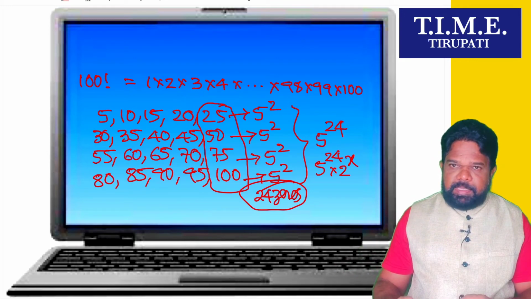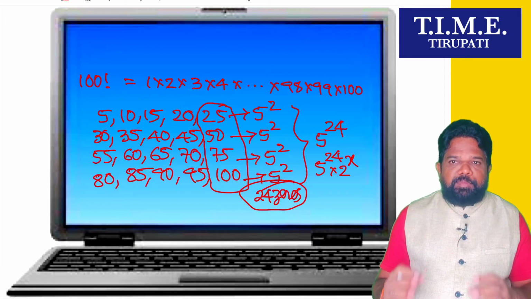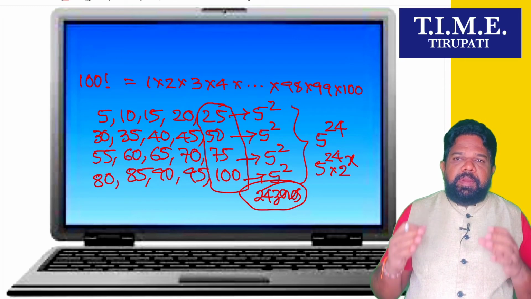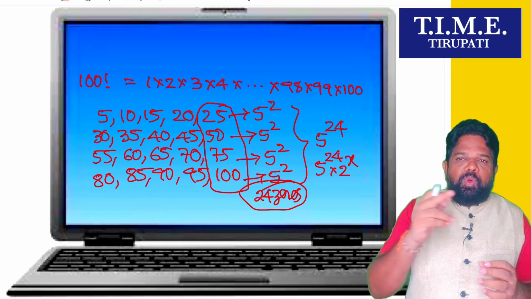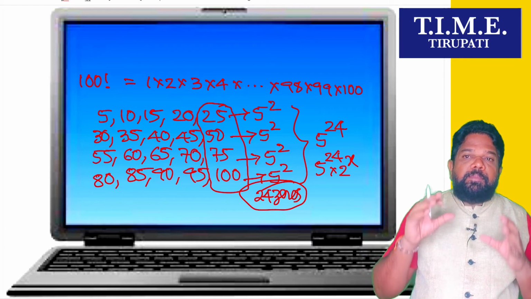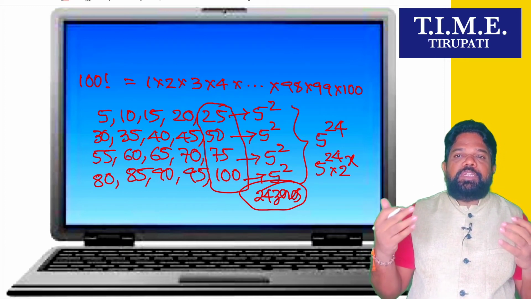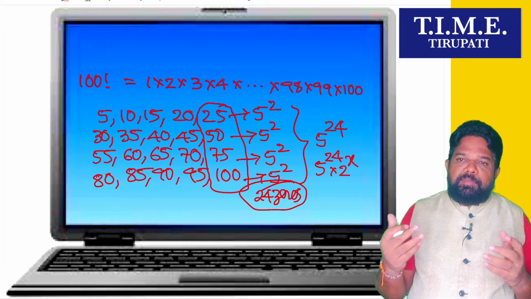So, this is the general method to calculate the number of zeros at the end of the product. To find the number of zeros at the end of the product, you first identify how many 2s and how many 5s are there. One 2 and one 5 make one pair. From one pair we get one 0. The number of pairs gives the number of zeros at the end of the product.